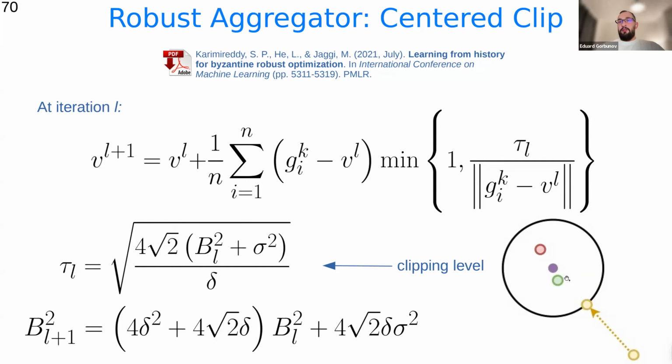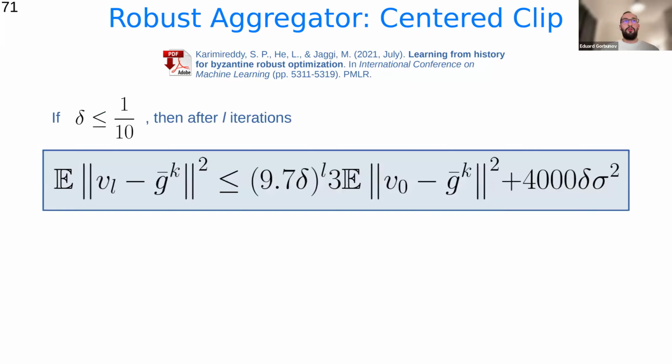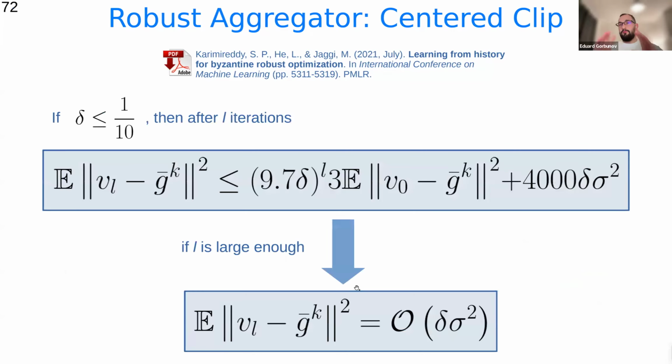So that's it. It's just, okay, actually somewhere here. So this is the whole idea about centered clip. And they have some nice proof showing that this procedure converges to something, and essentially it gives you this formula. So after a long number of iterations, you will get the desired error proportional to delta sigma squared. Okay, so it's just a technicality.